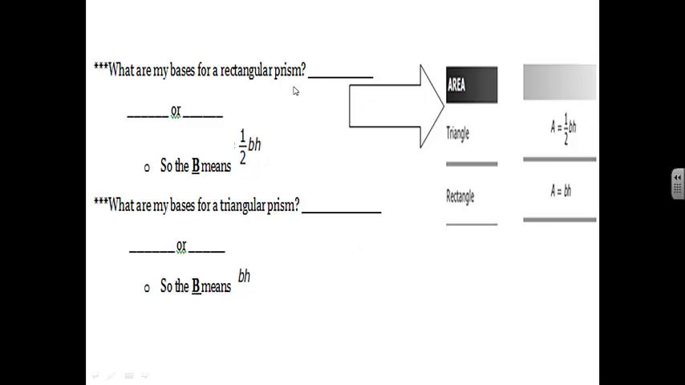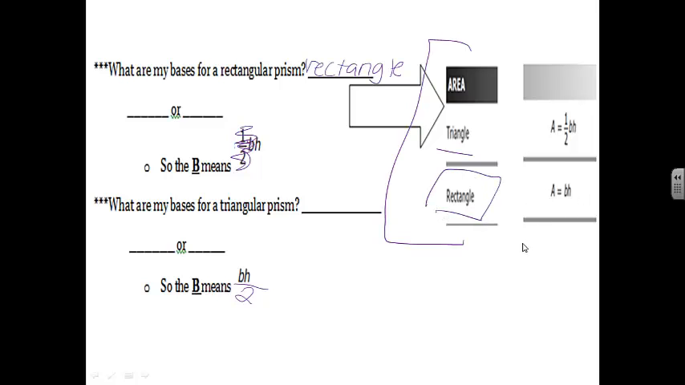I messed up here. Everybody, your paper's right, but this one's wrong, so I'm going to fix it. What are my bases for a rectangular prism? We just went over that. They're rectangles. So on a rectangular prism, we look at the area part of our formula chart. The area of a rectangle is base times height, or sometimes they use length times width. So to find the big B, we do length times width, which is the same thing as base times height. We'll do some examples in a second.